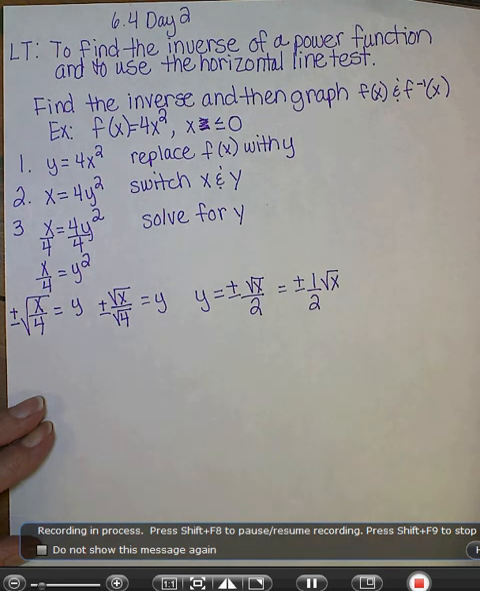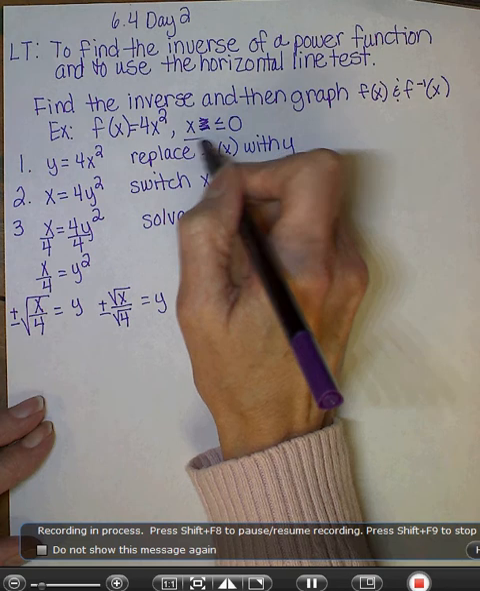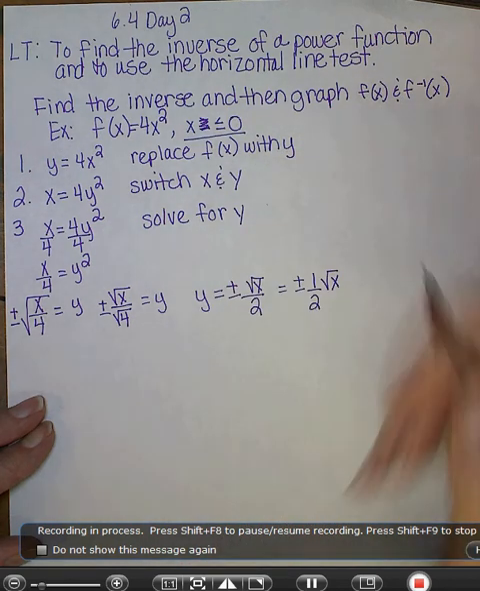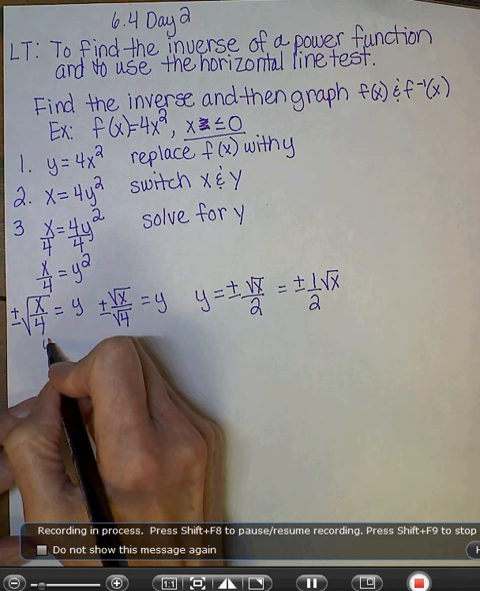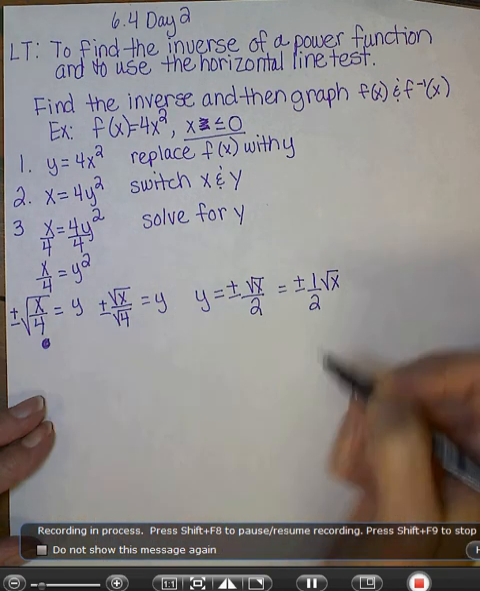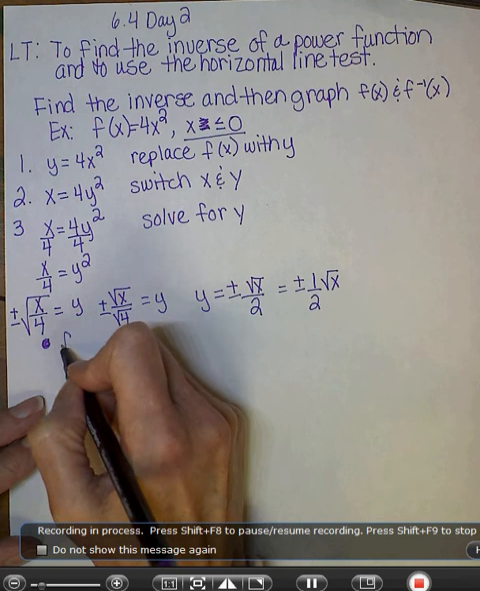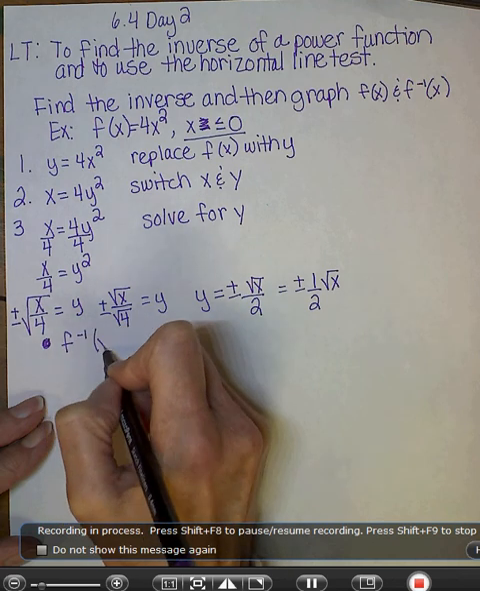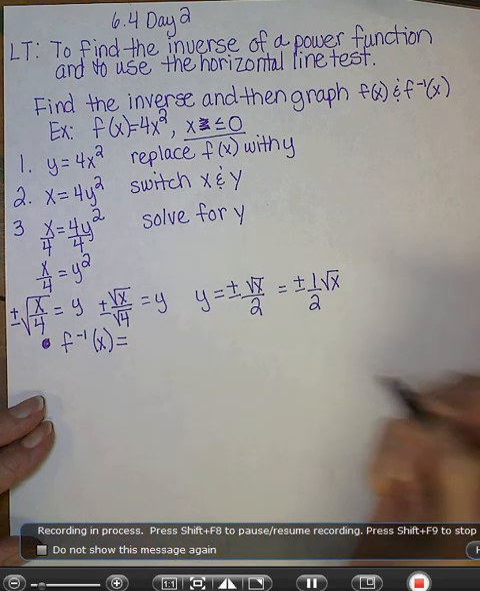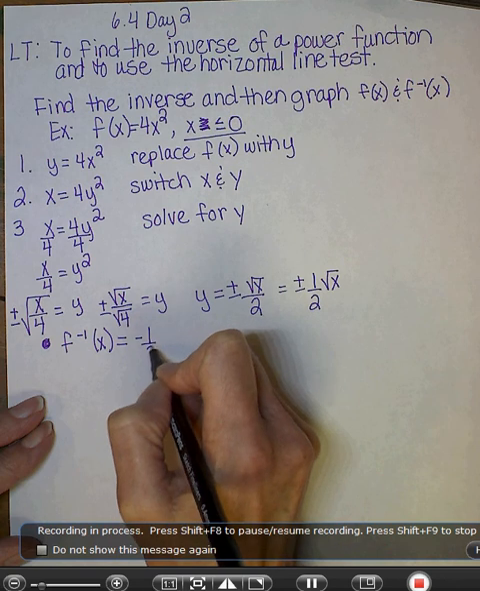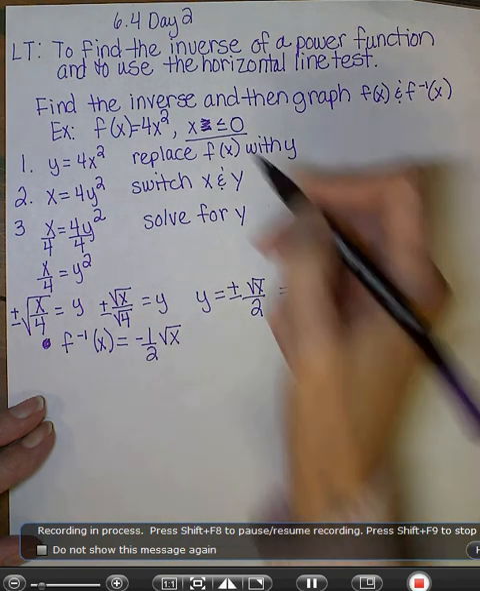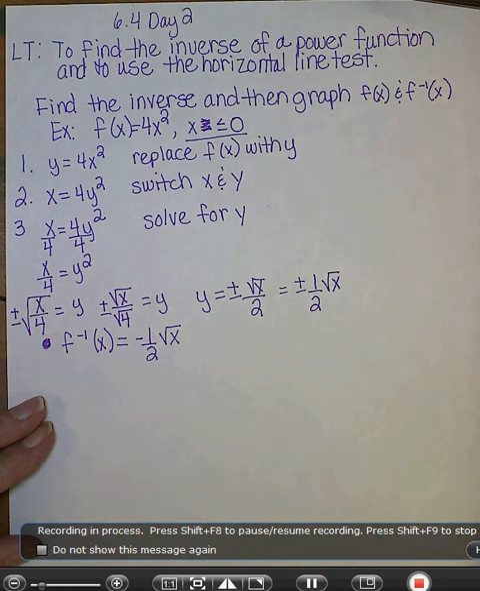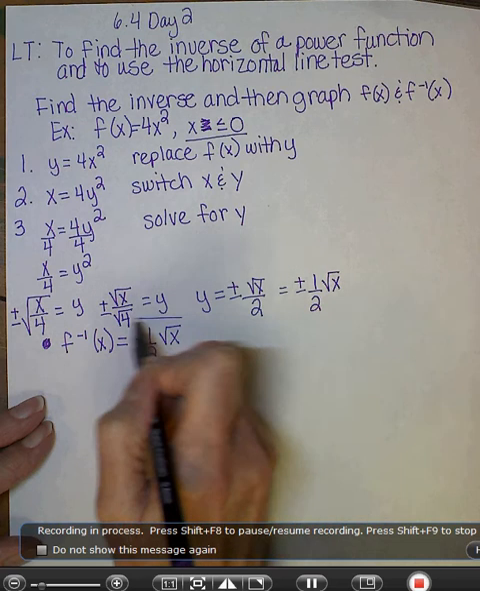Now, because they only wanted 0 and negative values, we actually don't need the plus sign. So I'm going to do 2 things in one step here. I'm going to replace the y with our inverse notation, and I'm just going to use the negative sign. And that comes from that definition at the very beginning. Okay, so this is our inverse function.